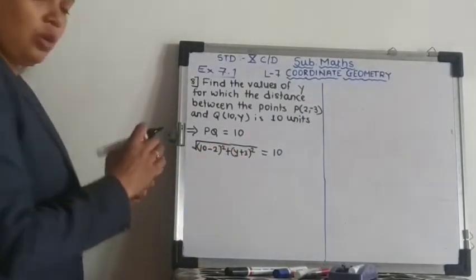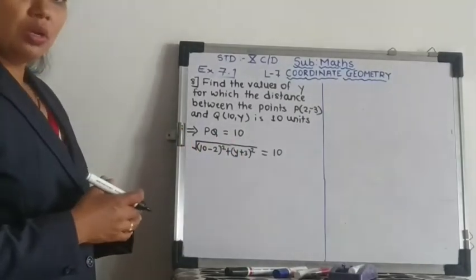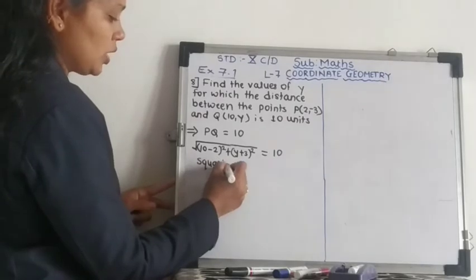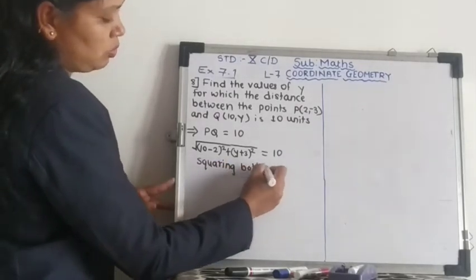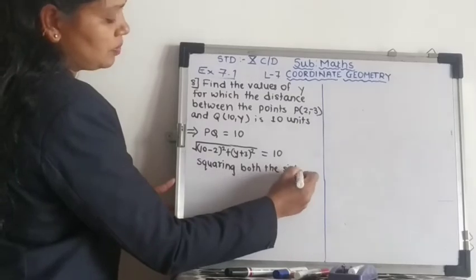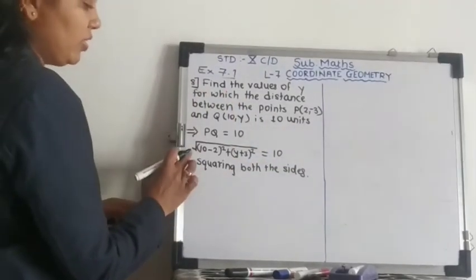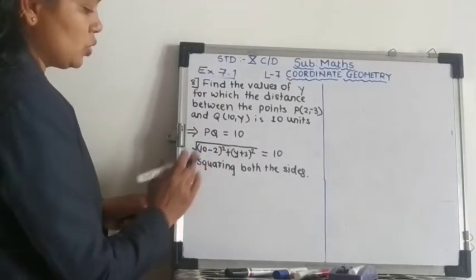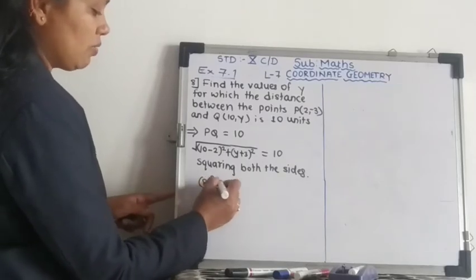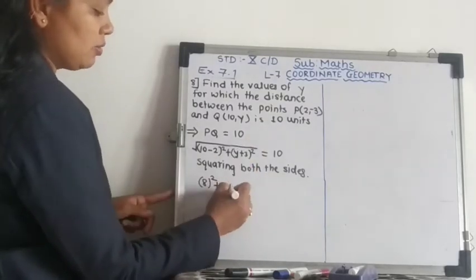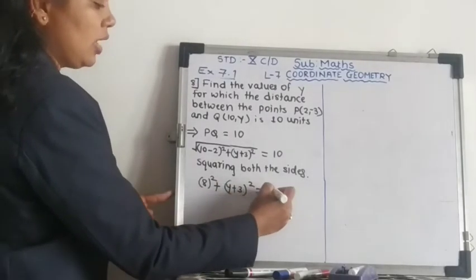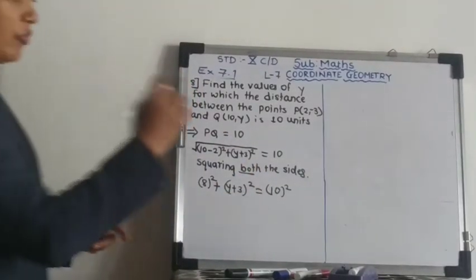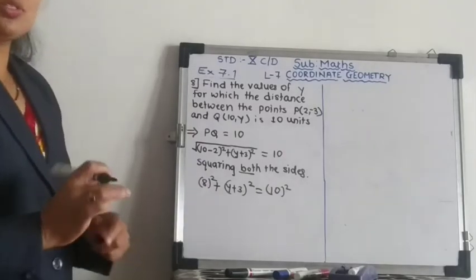Now this one cannot be taken outside directly from the square root. So for that purpose what will we do? Squaring both the sides. So let us square. When we square, at that time the square root will be removed and only 10 minus 2 remains. Now 10 minus 2 is 8. 8 squared we will write, plus (y plus 3) bracket square, and 10 also squared. That's why I have written here both the sides. If you forget to square this, then your sum will go wrong.